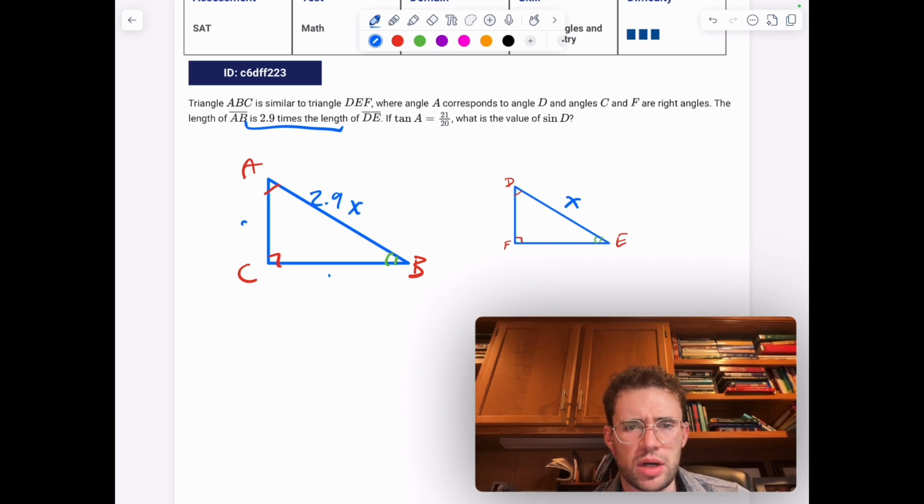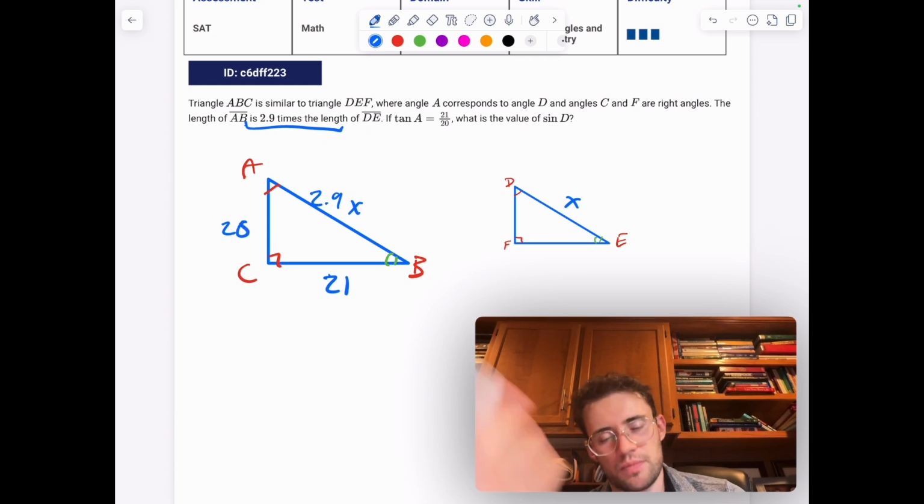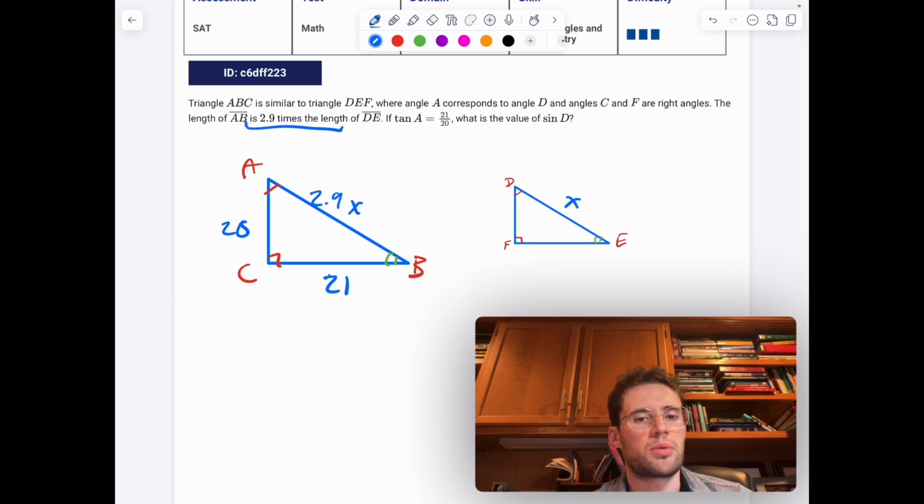But the ratio of the sides, so tangent of A, opposite over adjacent, is 21 to 20. Now we don't know if it's actually 21 to 20, but that's what the ratios are. Which would actually mean that this is 29. So this is another Pythagorean triple: 20, 21, 29. And if you don't know that, you could figure it out this way.